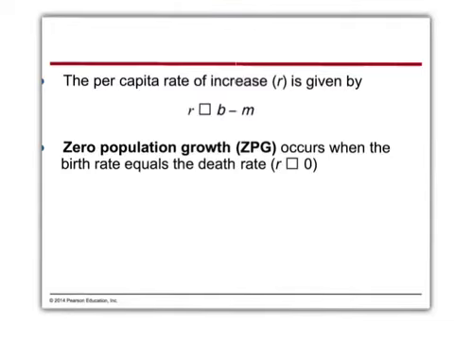When you have zero population growth, that occurs when birth rate is equal to death rate. And again, we are ignoring incomers and outgoers of the population. So, zero population growth: birth rate equals death rate. The number of new individuals is equal to the individuals lost.